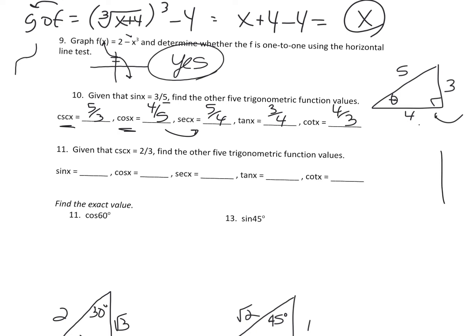All right, and 11's another one just like that one. So I'm going to draw another triangle here. I'll show you all the work this time. Maybe that'll help. It says cosecant's 2/3. Now, that means sine is 3/2. Those are reciprocals. You need to know that sine and cosecant go together.